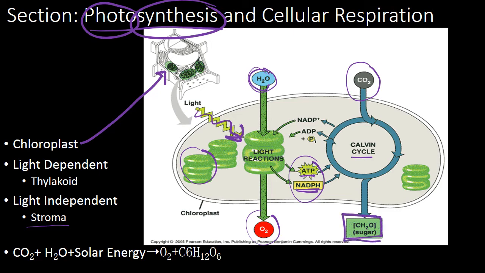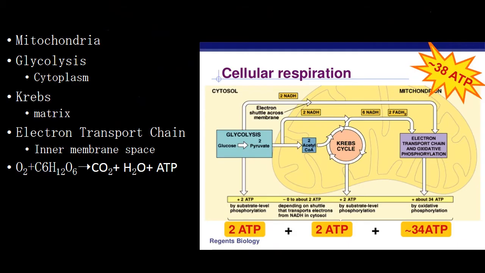So if we were to look at the whole reaction, we take in carbon dioxide plus water plus solar energy. Those are my reactants. My products are going to be oxygen gas and C6H12O6. Remember, C6H12O6 is glucose. The second part in the second picture is of cellular respiration.